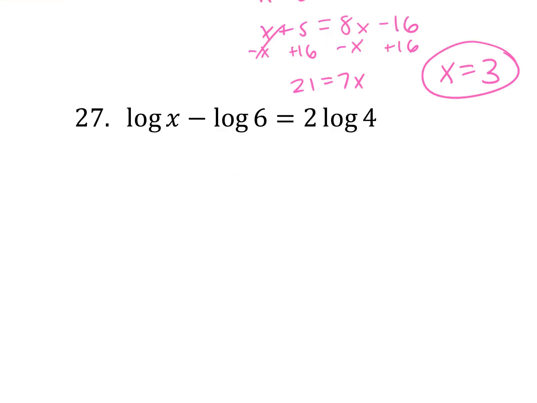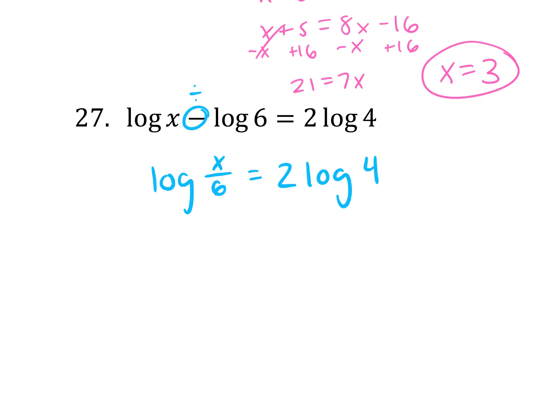What should I do first for 27? Combine the logs, so I'm going to condense it. So since I'm subtracting, that means I divide. So this would be log of x over 6 is equal to 2 log of 4.